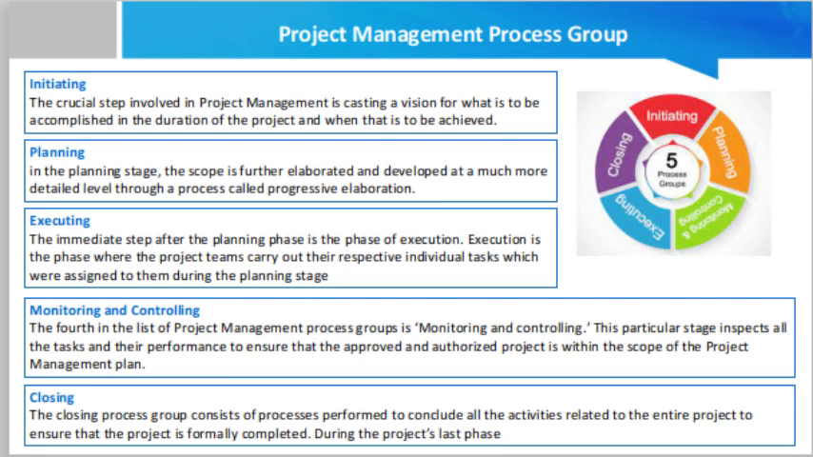Executing. The immediate step after the planning phase is the phase of execution. Execution is the phase where the project team carries out their respective individual tasks which were assigned to them during the planning stage. Every team member works in tandem to achieve the set deliverables, and the project manager keeps track of the resources and budget restraints, as the execution phase is the place where most of the budget is spent.